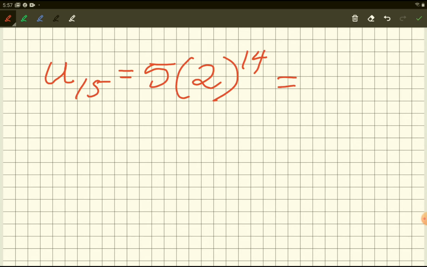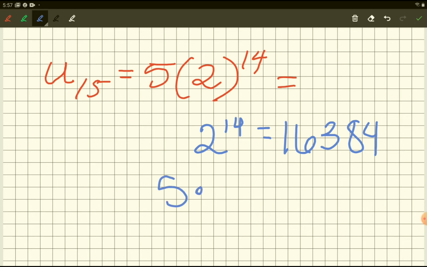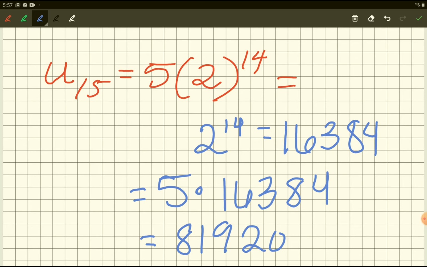Two raised to the 14th. Okay, so 2 raised to the 14th equals 16384. So 5 times 16384 equals 81920. This is our final answer.